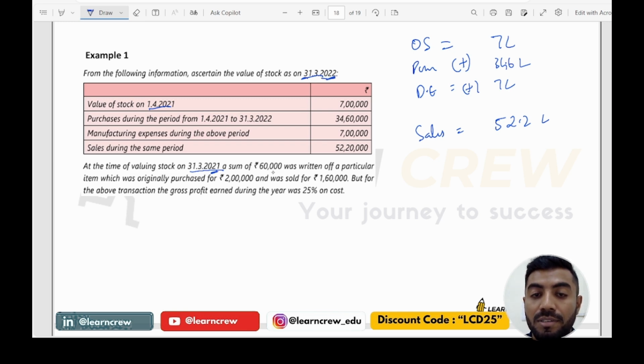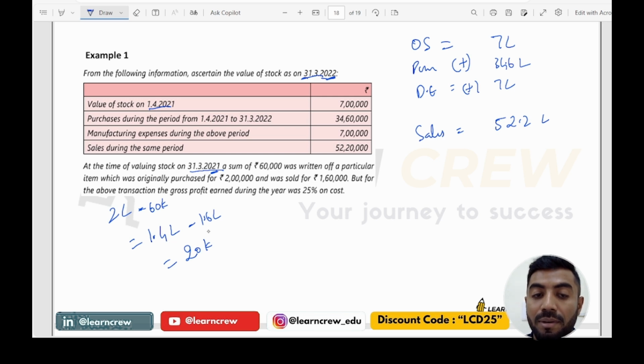A sum of 60,000 was written off on a particular item which was originally purchased at 2 lakhs. In that, 60,000 was written off, which means 60k minus. The actual cost which is there in the books is 1.4 lakhs. And it was sold for 1,60,000. So if you minus 1.4 from 1.6 lakhs, we will get a profit of 20k.